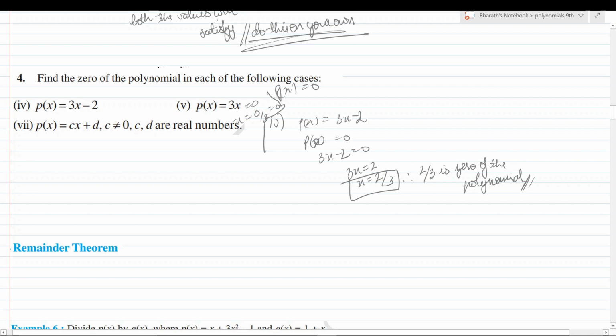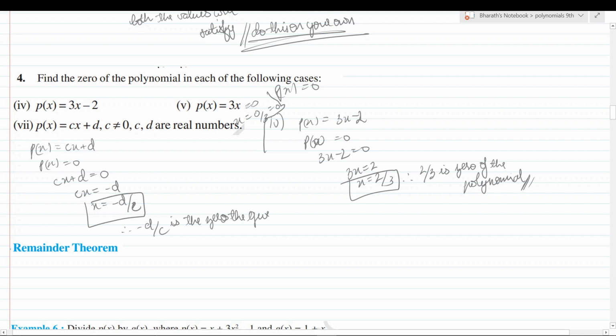Here this is kind of tricky, so let me do p of x equal to cx plus d. P of x is equal to 0, so cx plus d is equal to 0. Cx is equal to minus d. X is equal to minus d by c. And therefore minus d by c is the zero of the given polynomial.